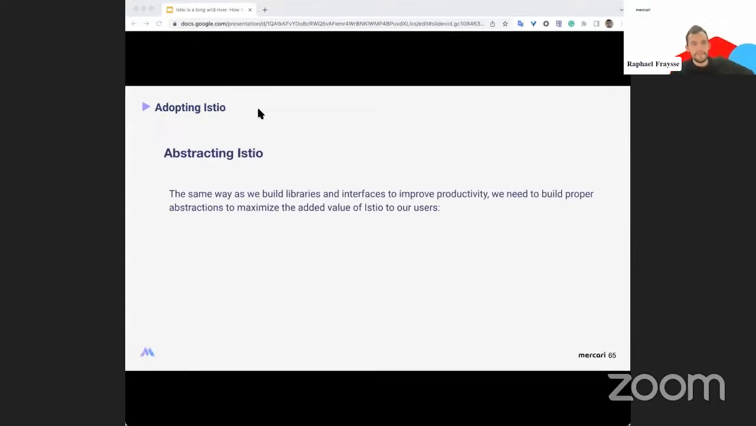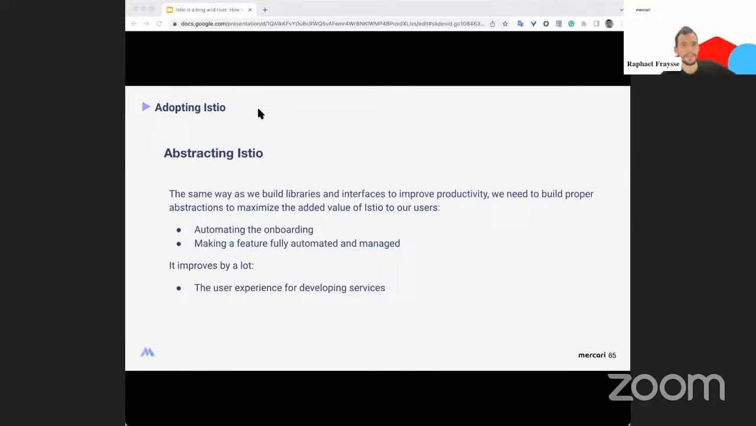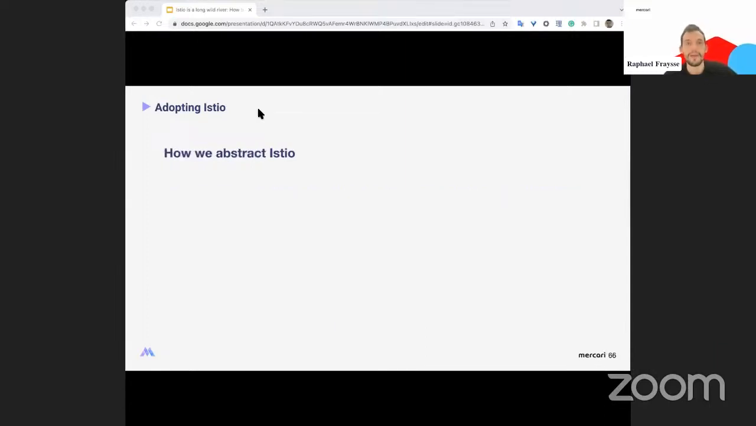Then, in the same way as we build libraries or interfaces to improve productivity, we need to have the proper abstraction for Istio, such as automating the onboarding and making a feature fully automated and managed. It will help a lot with the user experience for developing services and the maintainability of Istio for operators. We always need to think again about platform-side operation. Can we sustain the operation? Will it be a big operational debt for us to introduce Istio in an uncontrolled way? So it's very important.